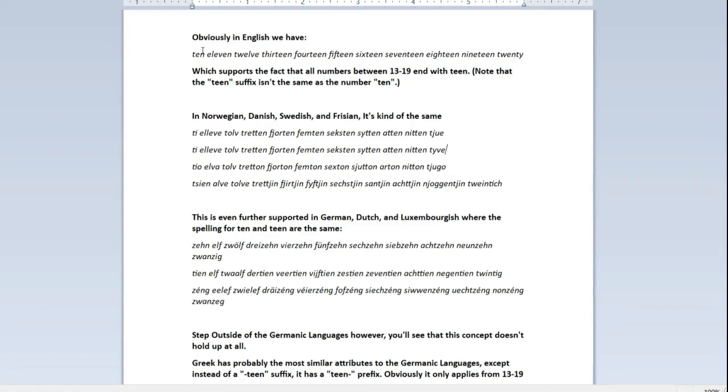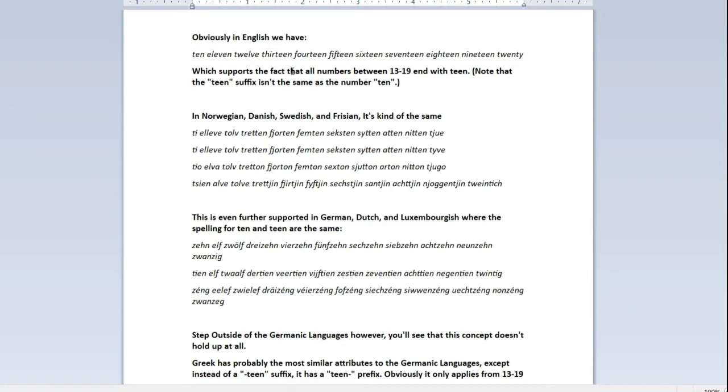So for English, we have simply the numbers 10, 11, 12, 13, 14, 15, 16, 17, 18, 19, and 20, right? Simple enough. The important thing to keep in mind is that 10 is not the same as the teen suffix. Also, it's pretty important that you understand what a suffix and a prefix is. I'd imagine that if you're watching this video, you know what a suffix and a prefix is, and that you understand that an affix is either a suffix or a prefix. But yeah, it's pretty important that you do understand what that is.